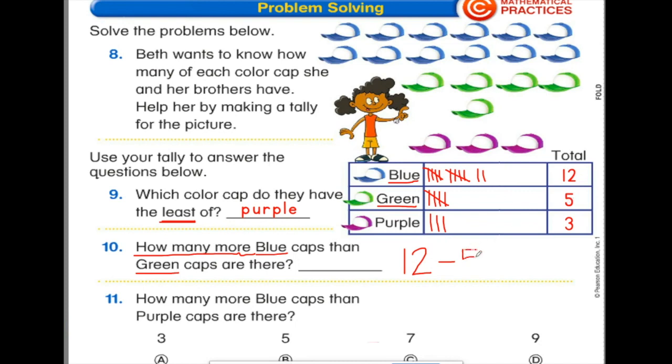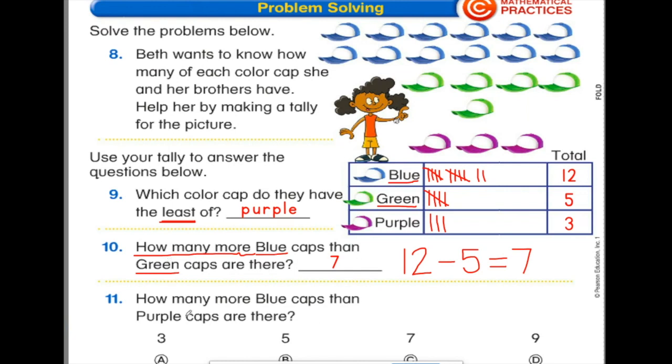So 12 minus 5. Start thinking, boys and girls, use your strategies. Take a minute to solve that subtraction sentence. And when you do that, 12 minus 5, you should get an answer of 7. So there are 7 more blue caps than there are green.